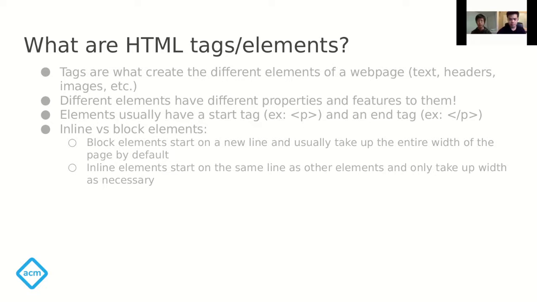So in terms of HTML tags and elements, like I said before, tags are what you use to create the different elements of a web page, such as the text, headers, and images. Different elements have different properties and features to them. So a header will be bigger text, while an image would be an image that you can change the width and the height of. Elements in HTML usually have a start tag and an end tag. So here we have an example of a paragraph element. So tags always are wrapped in triangle brackets, like so. And when you end the tag, you have to make sure that you end it with a forward slash, like this.